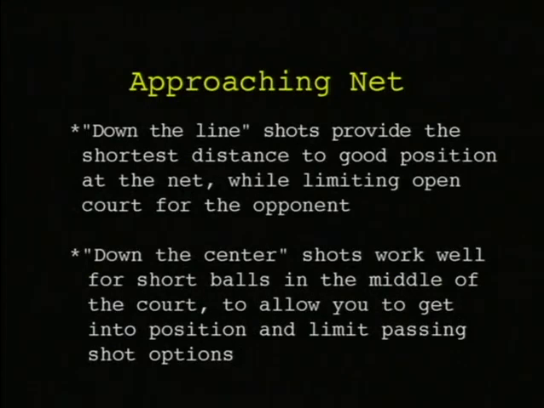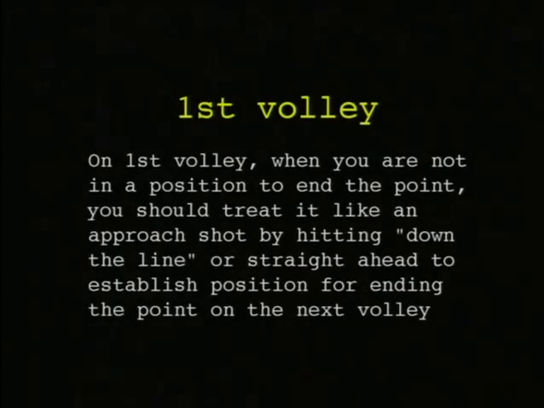When approaching net, down-the-line shots provide the shortest distance to good position at the net, while limiting open court for the opponent. Down-the-center shots work well for short balls in the middle of the court to allow you to get into position and limit passing shot options. On first volley, when you are not in a position to end the point, you should treat it like an approach shot by hitting down the line or straight ahead to establish position for ending the point on the next volley.